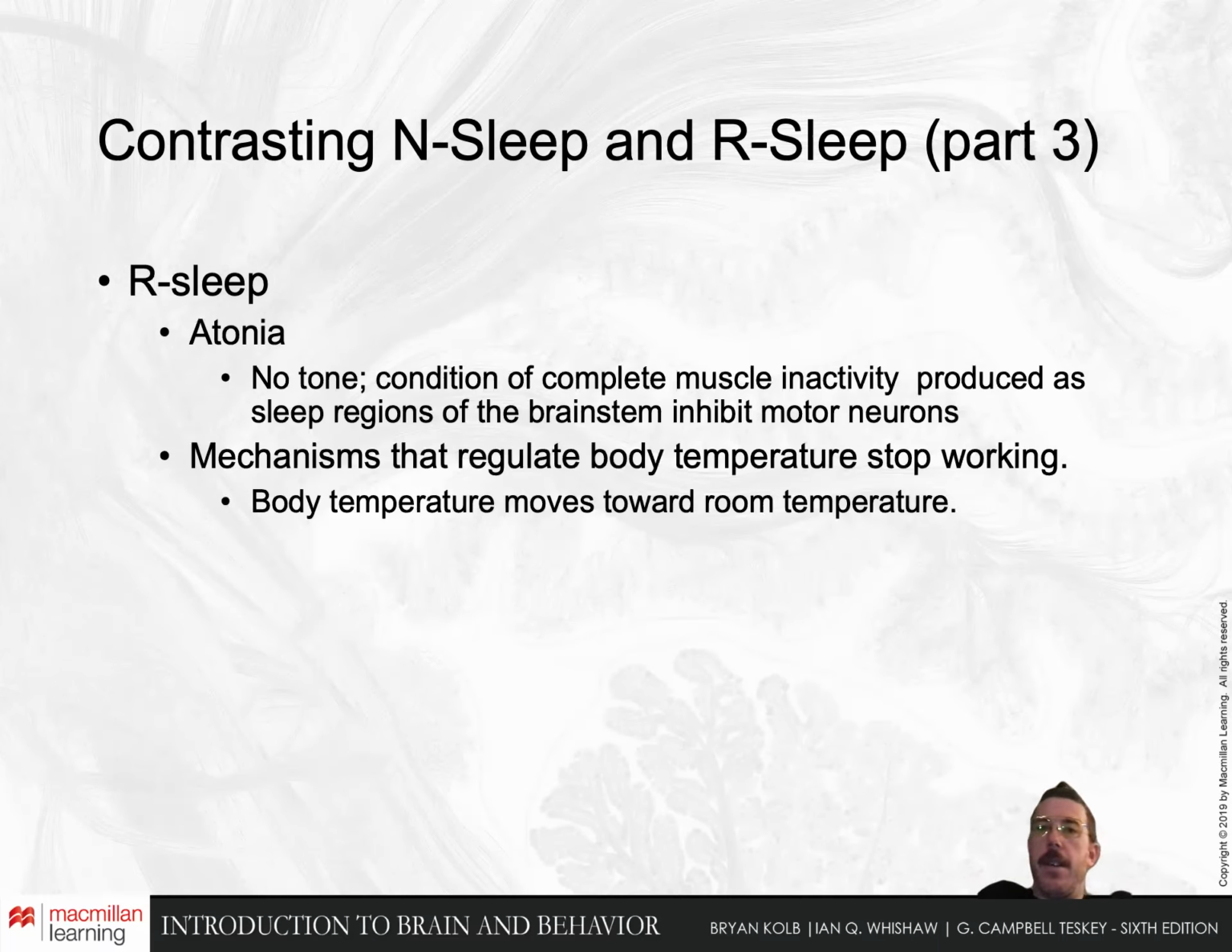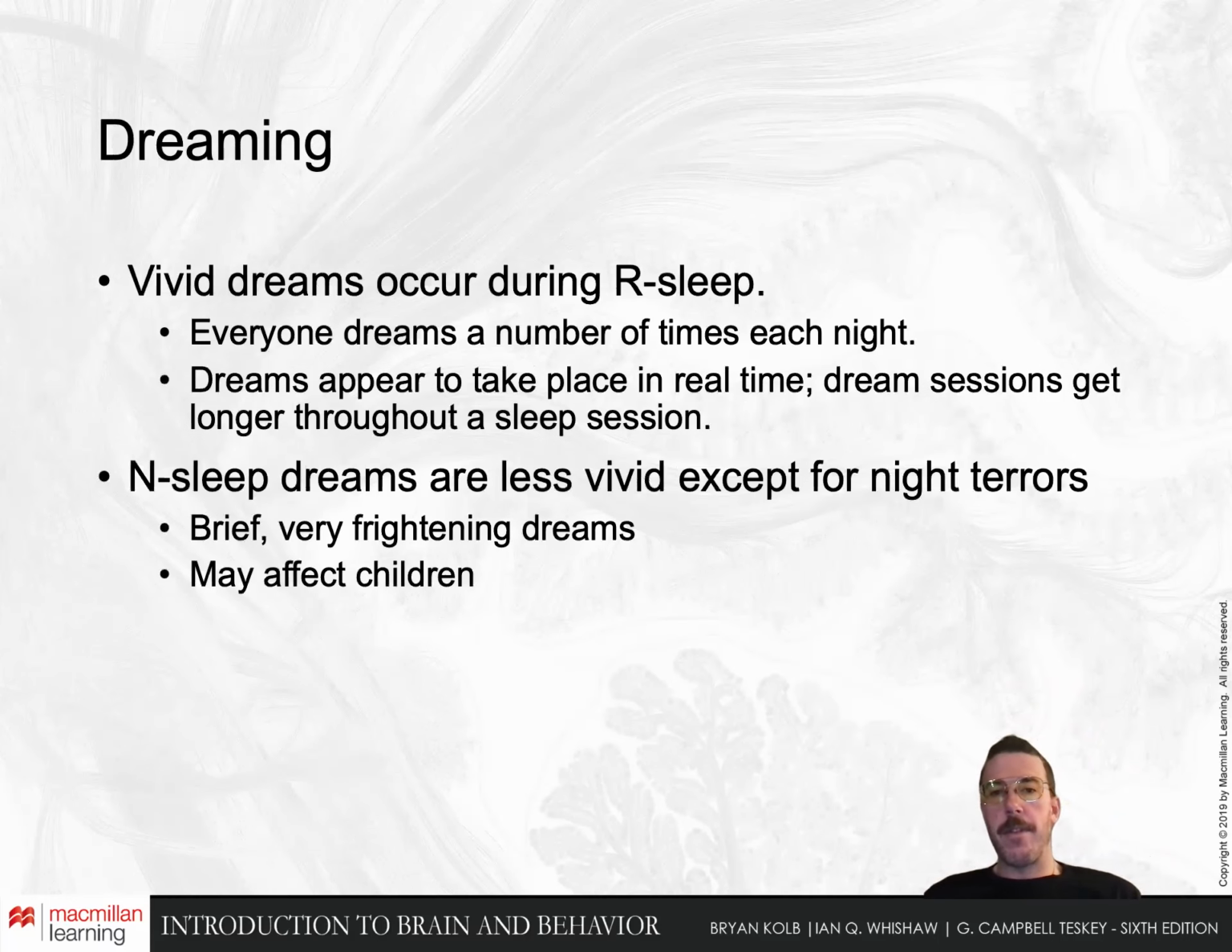REM sleep, conversely, is associated with complete atonia, no muscle tone. So you completely lose your muscle tone and fall over if you fall into REM sleep. Complete muscle inactivity is produced by the sleep regions of the brainstem inhibiting motor neurons. And the mechanisms that regulate body temperature also stop working, so the body temperature moves towards the room temperature.